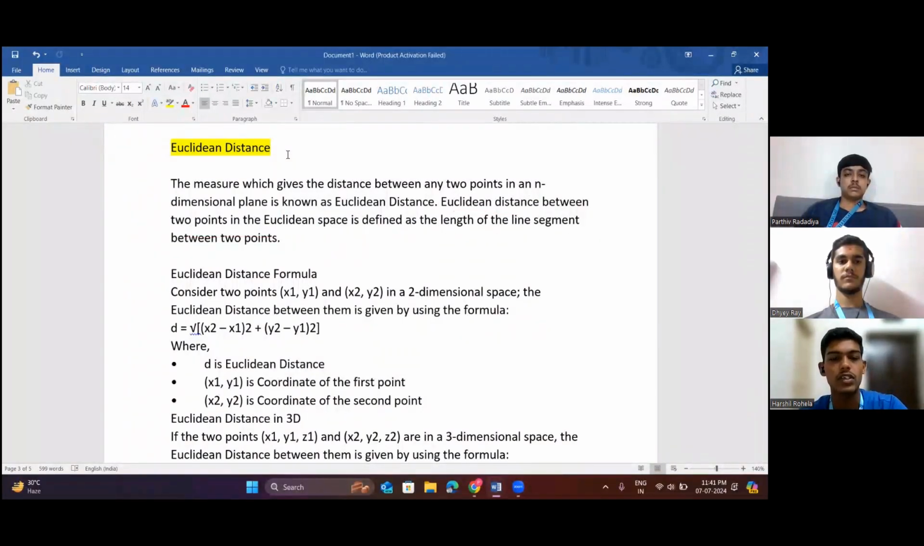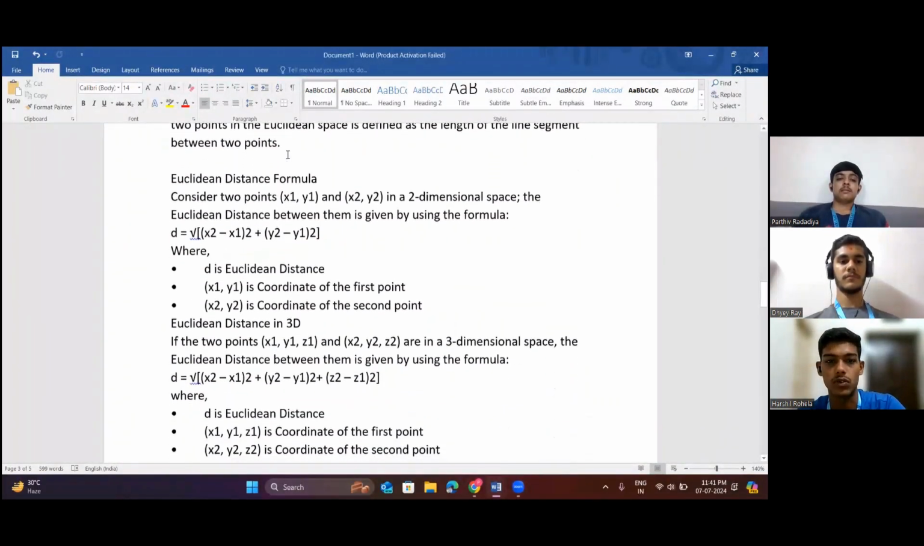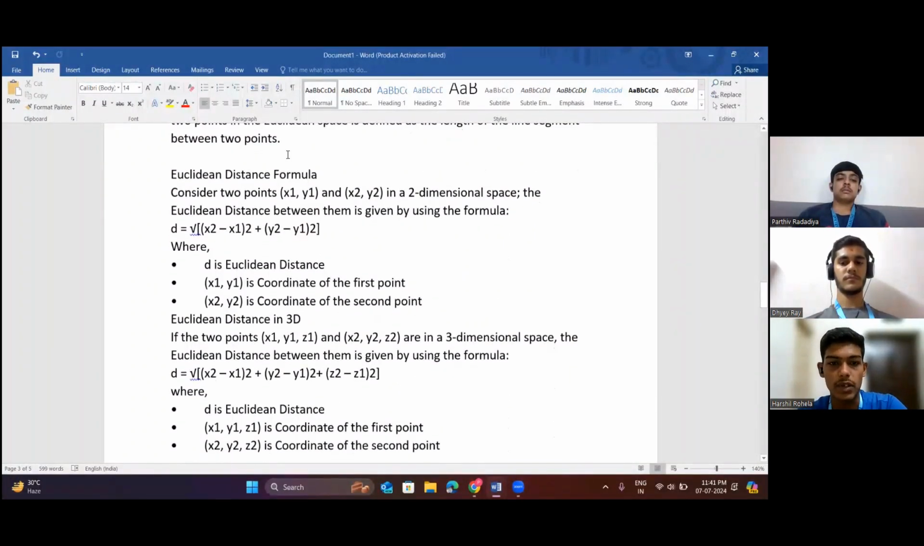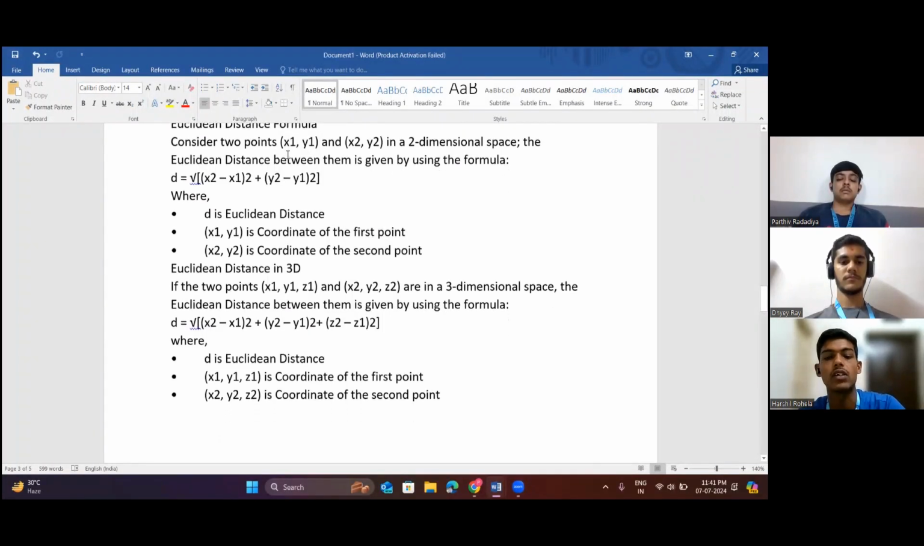The formula for the Euclidean distance in two dimensions, for that we have two points: first is x1, y1 and second point is x2, y2. The formula is d equals the square root of (x2 minus x1) whole square plus (y2 minus y1) whole square. For three dimensions, it is the same as for two dimensions, only the z coordinate will be there, which is (z2 minus z1) whole square.